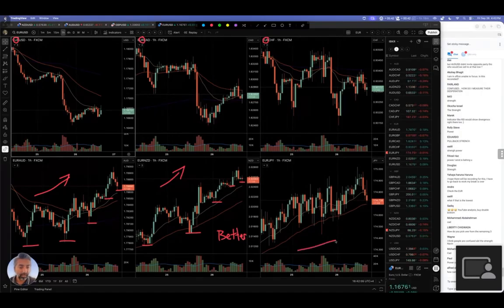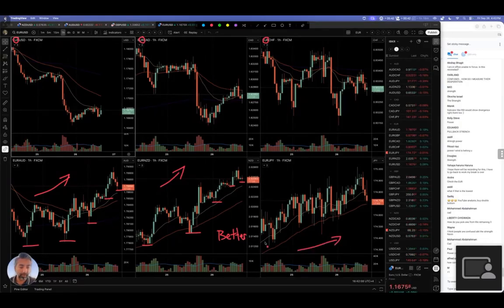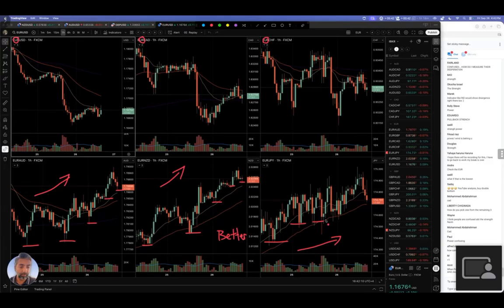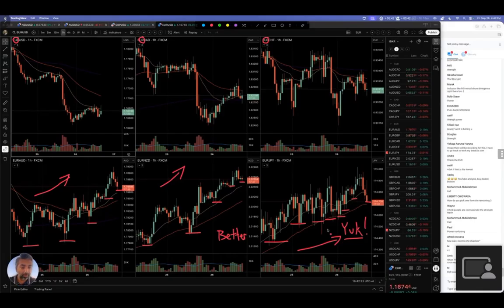This one is also going upwards, but here's the low. Same low, same low, same low, same low, a little bit higher, ooh, lower low. This is yuck, nasty. So what it's telling you is there's correlation, but some pairs are better than others.